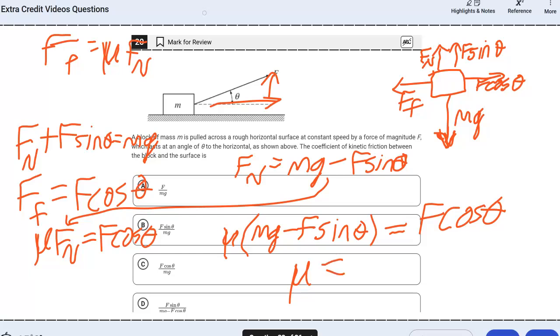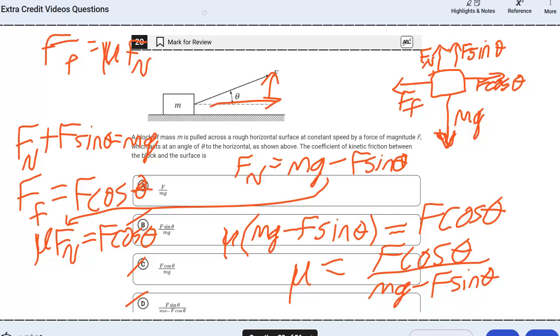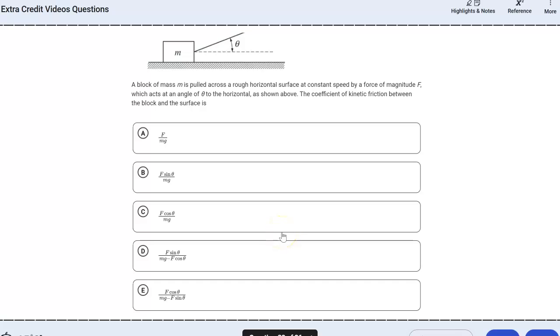That's what we're asked to find. Mu equals F cosine theta over mg minus F sine theta. And that's going to be our answer. So let's see if that matches up. D, so it's none of these. This is F cosine theta. Must be E. C. There it is. Thank you.